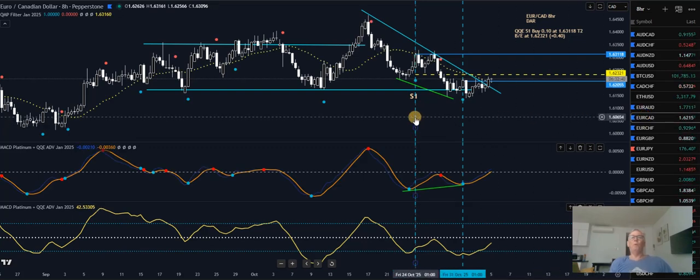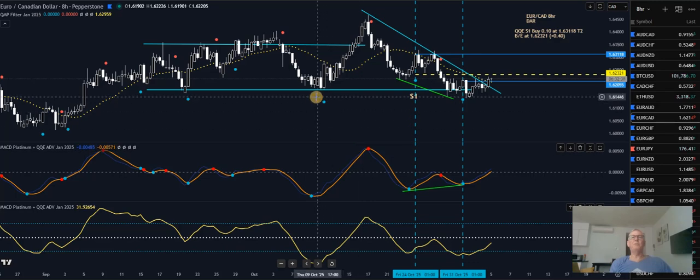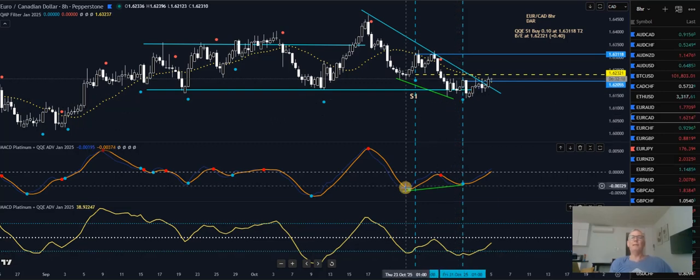Euro CAD, one buy trade here, and that was based on QQE, S1 buy. Now we're in trade 2. So it went below the 40 level, took the buy, still hasn't got up to the 50, came back down below it. Doesn't matter, it doesn't have to come back down below it. There's a second buy trade there.